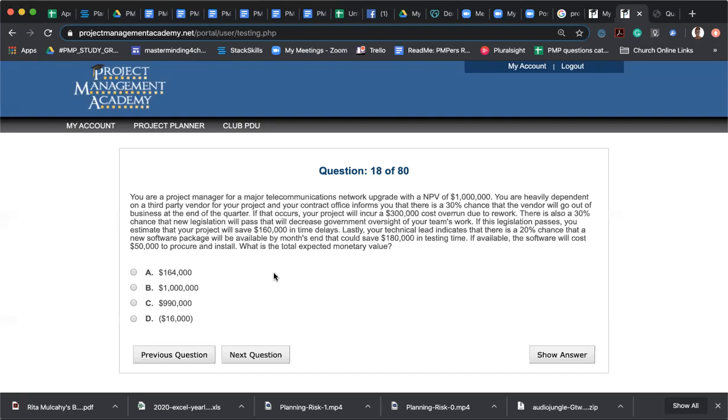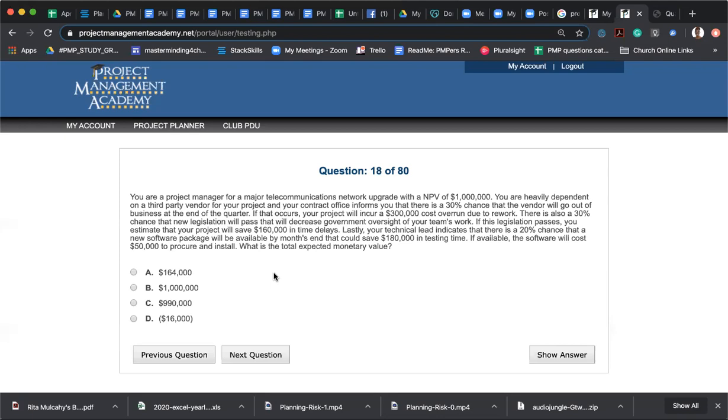300K overrun. There's a 30% chance, so I think we do have to do 300,000 times 30%. That's going to be a negative value. Is it? Oh yeah, right. So this is the overall value in case it happens, right? The 300,000. Fair enough. I didn't see that. Okay, and then are we also doing 30% to the 160,000? Yep.